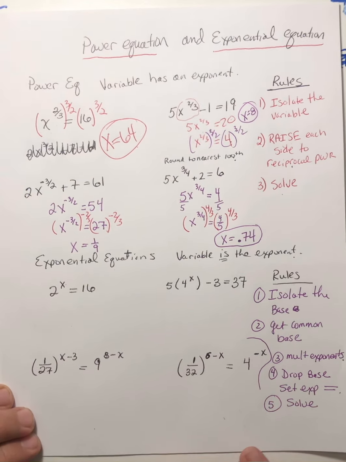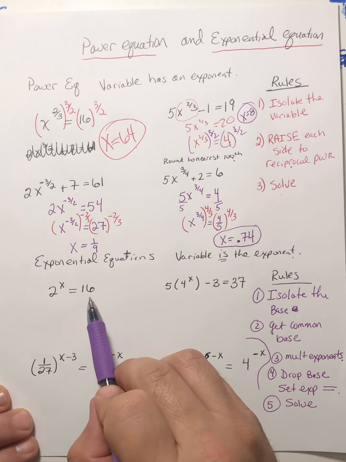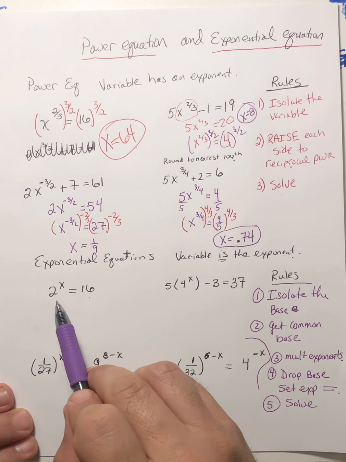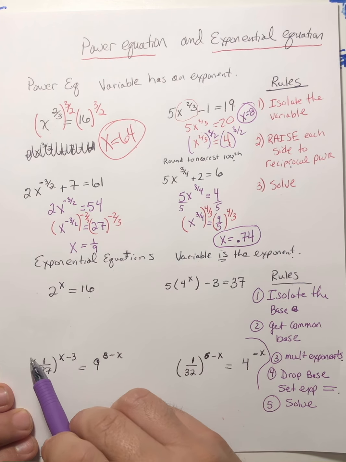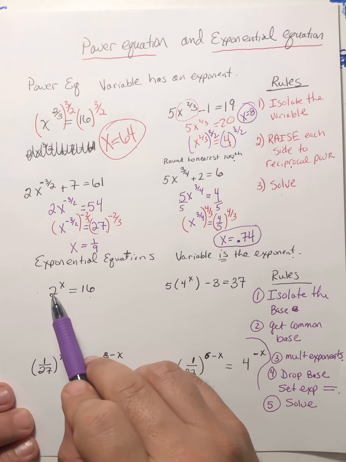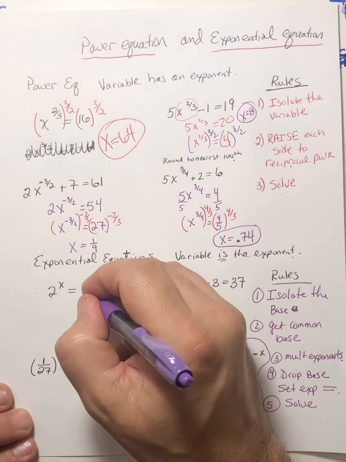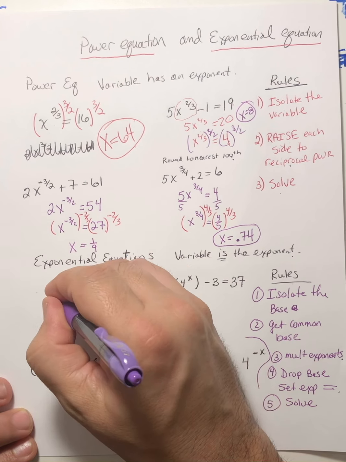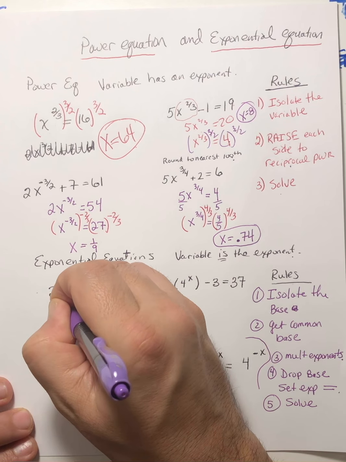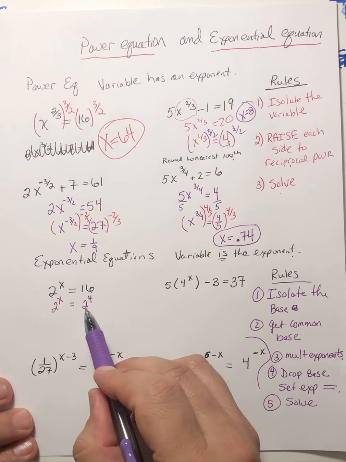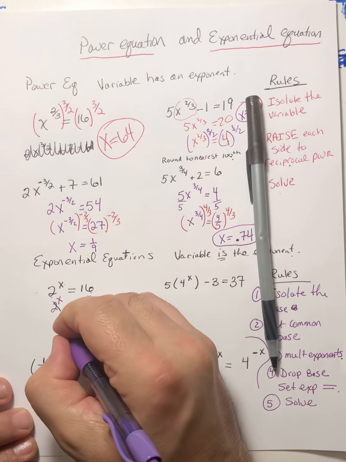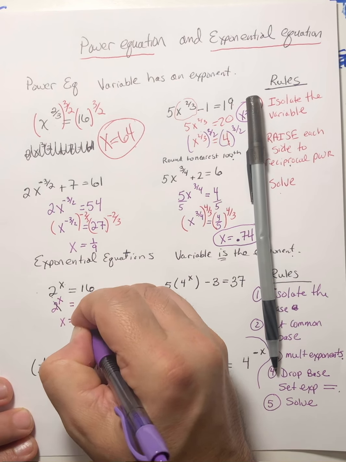Okay? All right, so this is isolated. There's no 5 over here, we don't have to divide by 5 or anything like that. So now we have to get a common base. That's right, 2 is the lowest possible number that we can go. 2 to what power is 16? So we have to rewrite 16 as a power of 2. That's right, it's 2 to the 4th. These bases are the same, so I can drop the bases, set the exponents equal to each other.